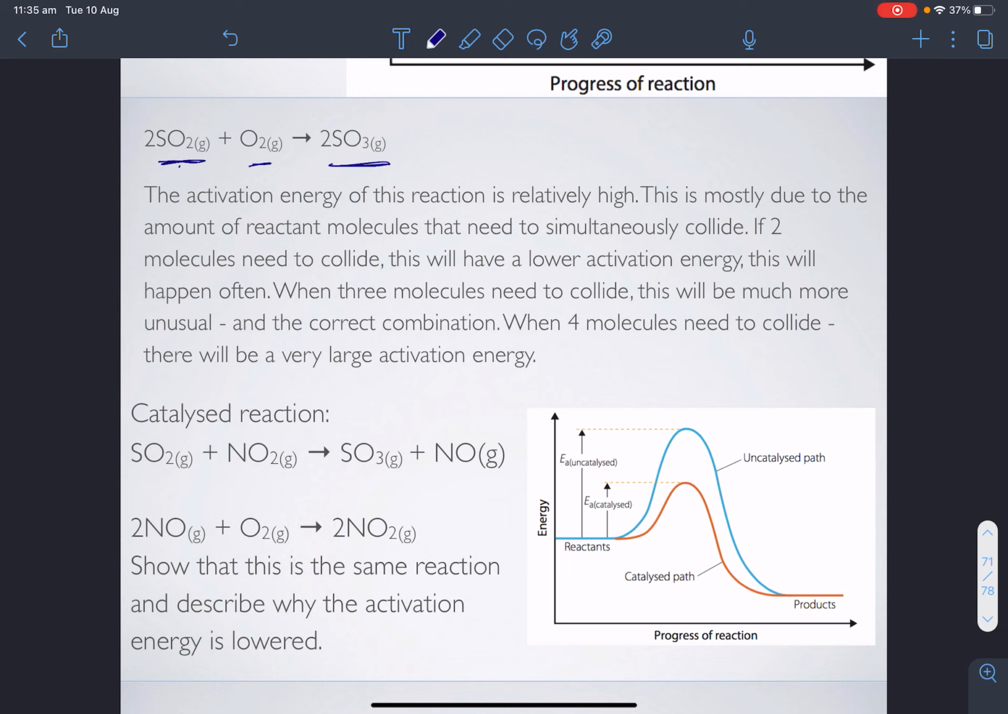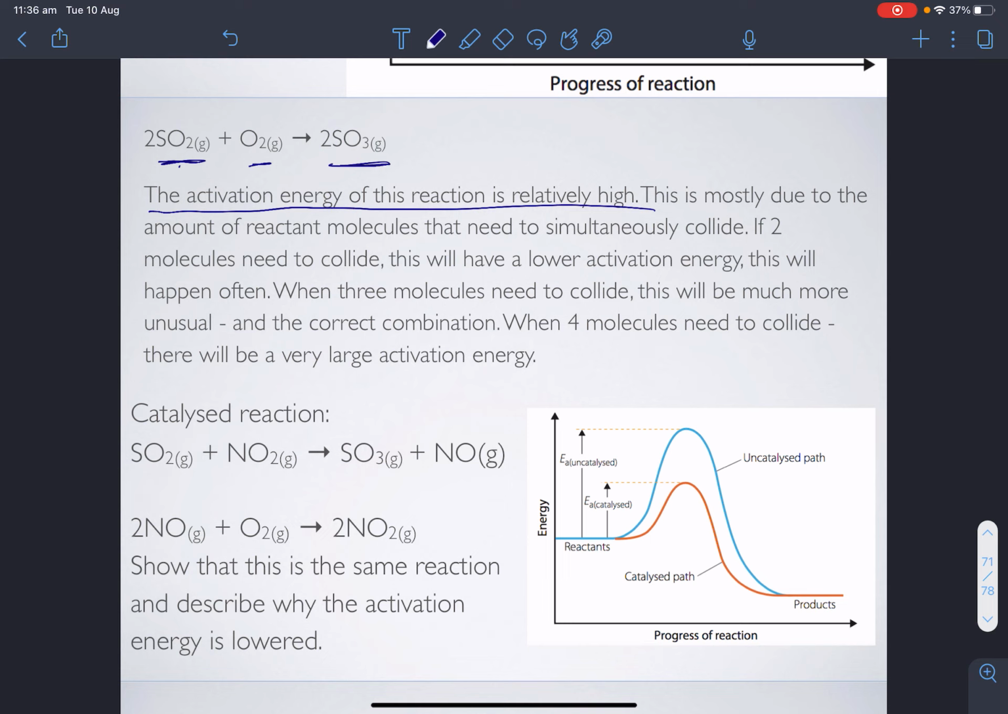Think about balls bouncing around inside a box in 3-dimensional space. Two are likely to hit each other, collisions between 2. Collisions between 3 in exactly the same moment are going to be pretty rare, okay? So the activation energy for this reaction is high. It's due to the number of reactant molecules that need to collide at the same time. Here we've got 3, so you can see that it has a high activation energy.